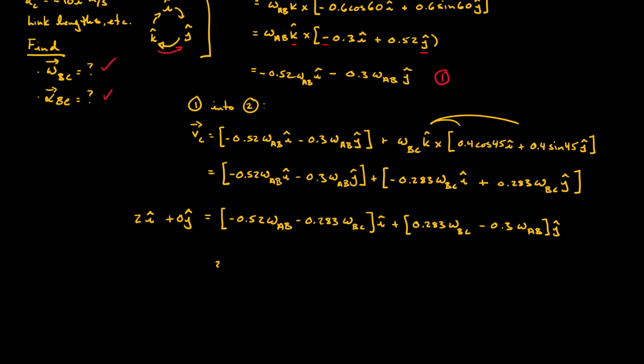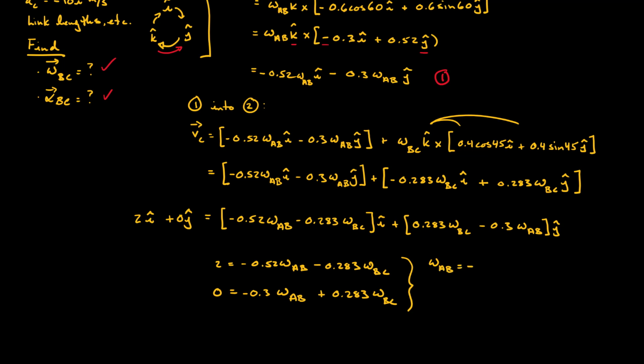If we equate the I terms, we have 2 is equal to minus 0.52 omega AB minus 0.283 omega BC. And equating the j terms, on the left-hand side we have 0. On the right-hand side, we have negative 0.3 omega AB plus 0.283 omega BC. Two equations, two unknowns. If you solve for these two, you will find that omega AB is equal to minus 2.44 radians per second, and omega BC is equal to minus 2.59 radians per second.